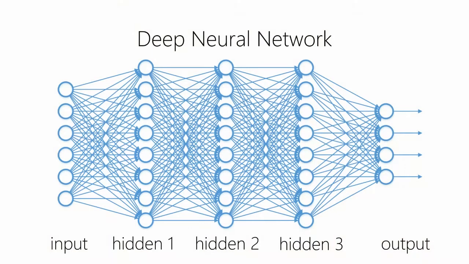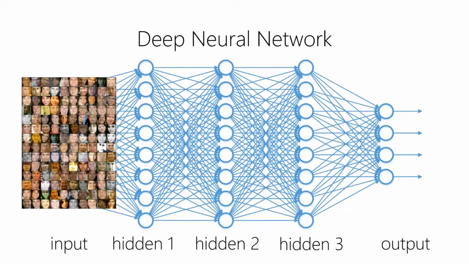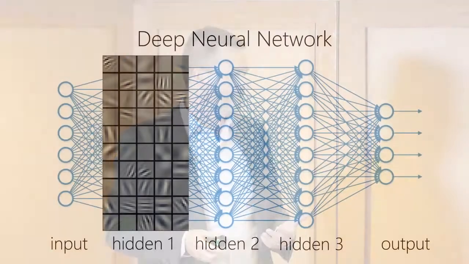So a deep neural network is essentially a neural network that has more than one hidden layer. And adding a new hidden layer allows the network to model progressively more complex functions. For example, if we wanted to build a deep neural network to detect human faces, essentially we would feed a bunch of faces into the input layer of the network. And we do that to teach it what different faces look like.